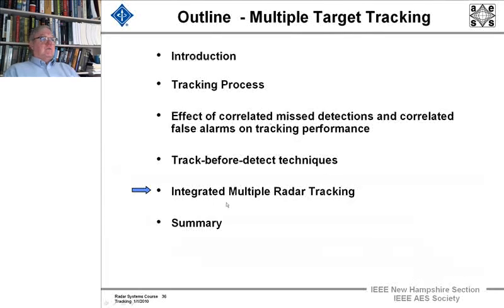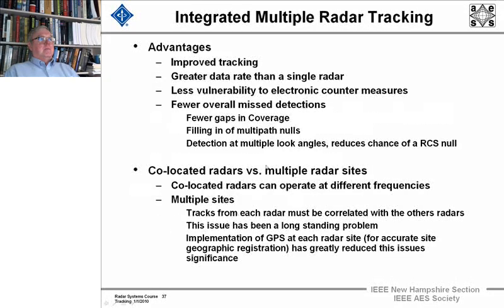Now, next and lastly, we're going to look at integrated multiple radar tracking. The advantages of integrating radar data from multiple radars: it can greatly improve tracking. You have a greater data rate than a single radar. You're less vulnerable to electronic countermeasures, which are pointed in the direction of one radar, and another radar may see it. There'll be fewer gaps in missing detections because a mountain might be in the way of one radar, but not the other. So we'd have fewer gaps in the coverage.